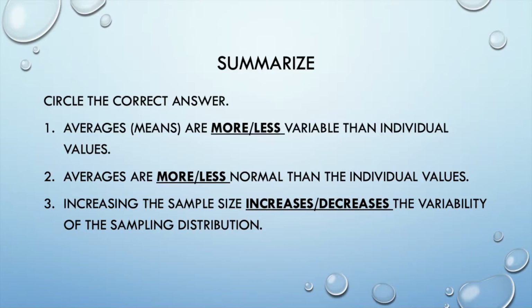So to summarize, pause here and see if you can answer these questions. Averages or means are either more or less variable than individual values. Averages are more or less normal than the individual values. And increasing the sample size either increases or decreases the variability of the sampling distribution. Pause here and see if you can answer these for yourself.